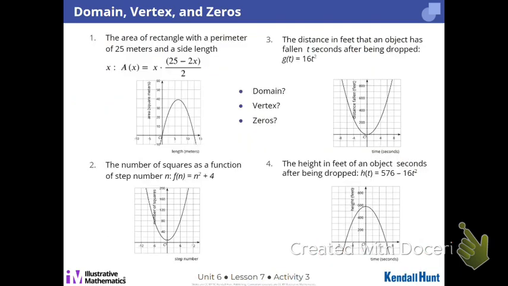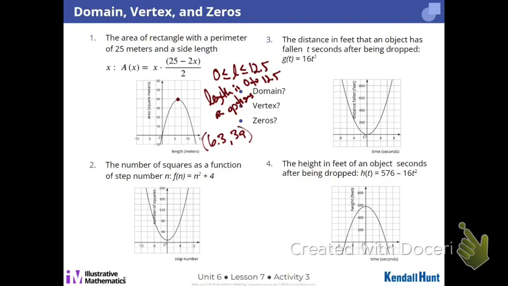Checking out our first situation. We have an area of a rectangle with a perimeter of 25 meters and a side length. The domain would be 0, so I'm going to say the length is greater than or equal to 0, less than or equal to 12.5. That's my domain. And what that means is, along the x is my length. Length is 0 to 12.5 as options, something like that. Okay? The vertex is right here. It looks like it's like 6.3 or something, and 39.